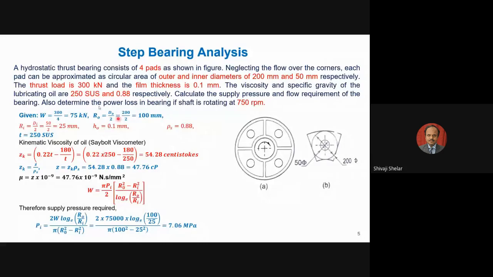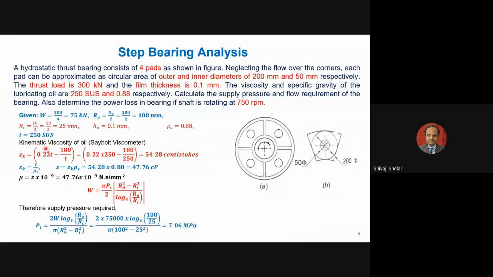Then this lubricant is having kinematic viscosity equivalent to 250 Saybolt universal seconds. So you have been given time T equal to 250 Saybolt universal seconds. Now let's determine the mu value for the lubricant. To determine the mu value, we have to use certain calculations.